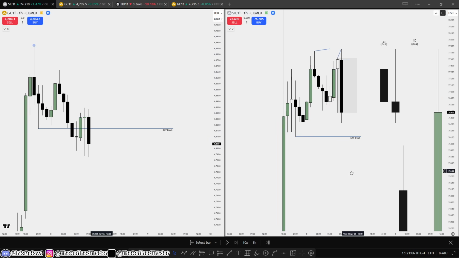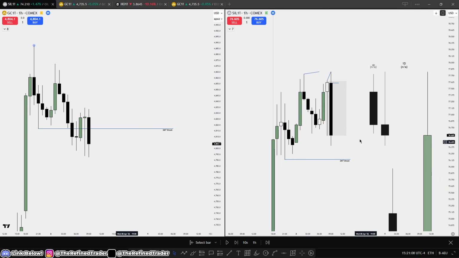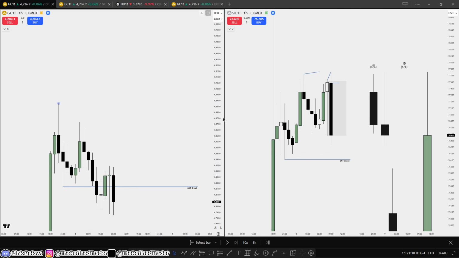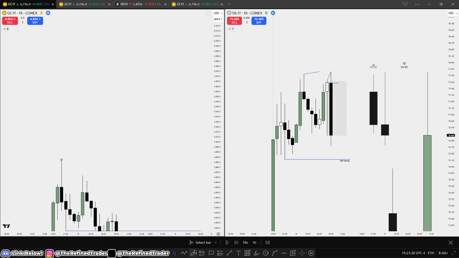So anticipate the SMT break. How can we trade into it, knowing that silver is the stronger asset? We need silver to become a little bit weaker. What is being weaker? If you guys are familiar with strength switch, that's great. If not, I'm just going to go ahead and give you guys a quick lesson.